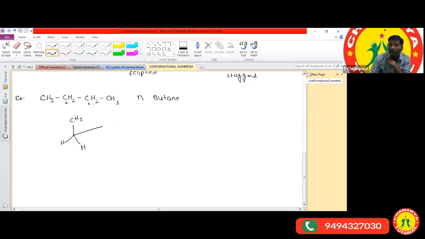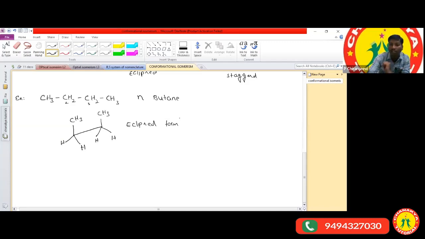And the other carbon atom is also attached with one methyl group and two hydrogens: CH3 bond H bond H. So this we can call as the eclipsed form. Now, by rotating every 60 degrees we get some different structures.